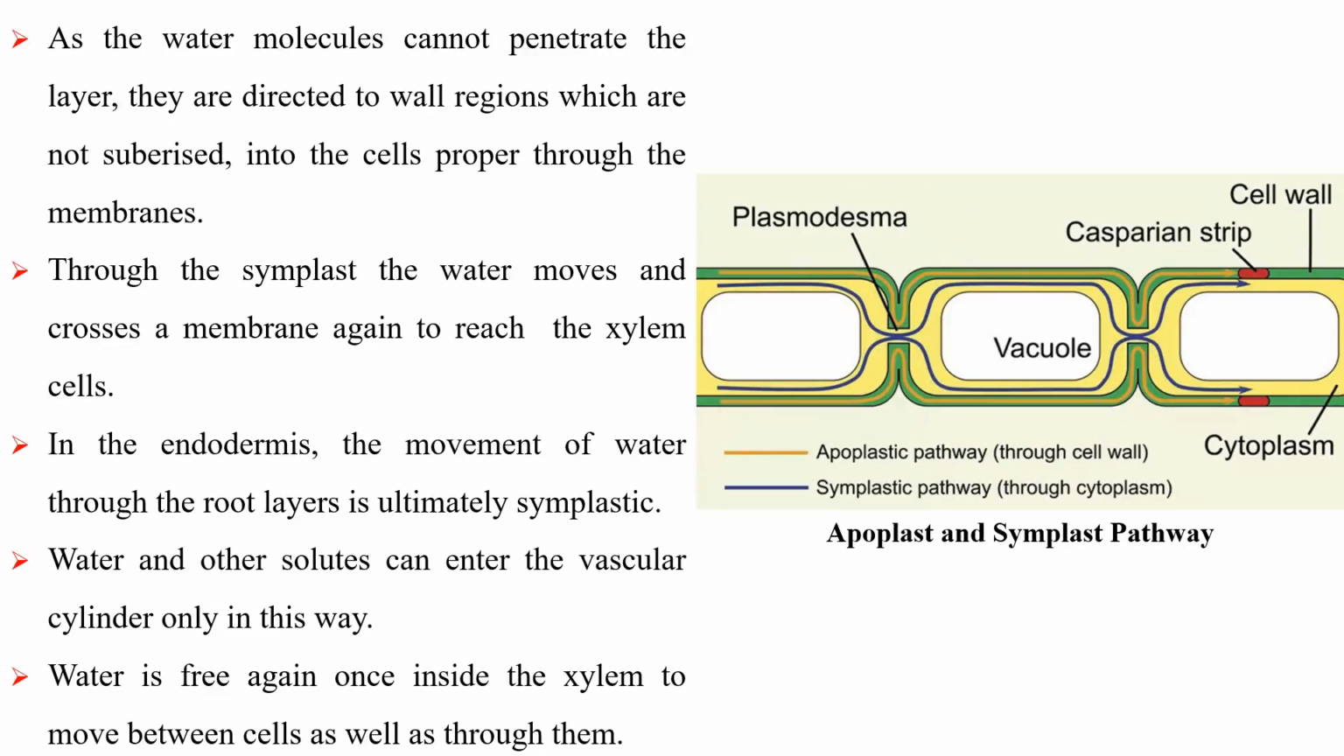In the endodermis, the movement of water through the root layers is ultimately symplastic. Water and other solutes can enter the vascular cylinder only in this way. Water is free again once inside the xylem to move between cells as well as through them.